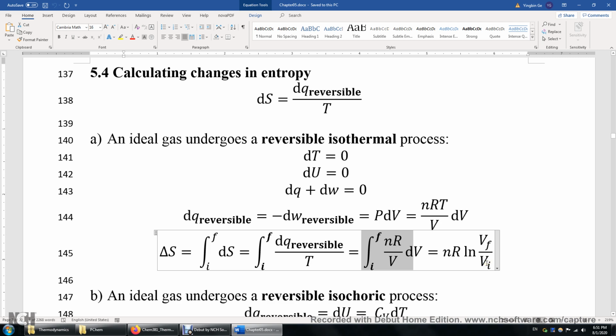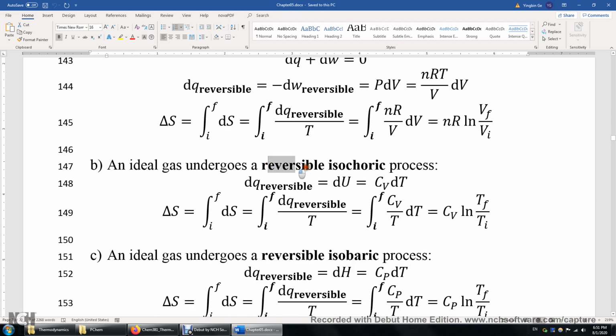What does this tell us? If temperature is constant, the entropy may change. The larger the volume, the higher the entropy. In an expansion process, entropy increases. In a compression process, entropy decreases. This is in a reversible isothermal process.